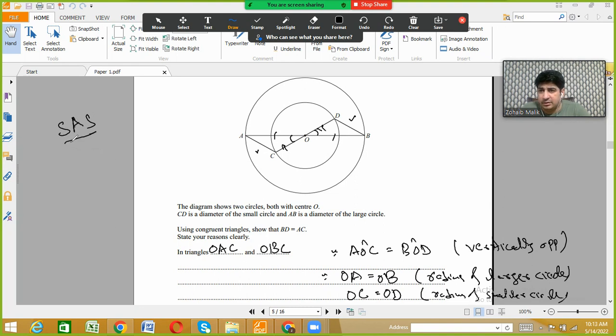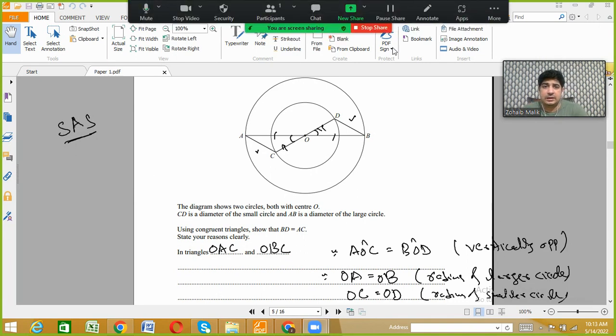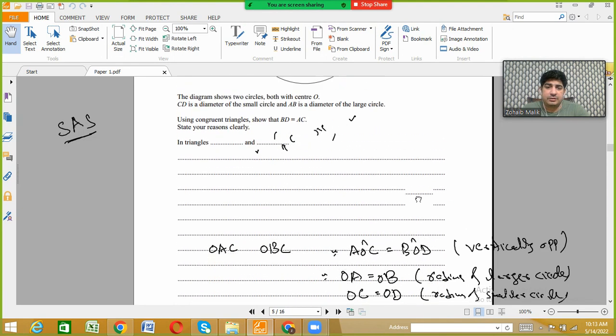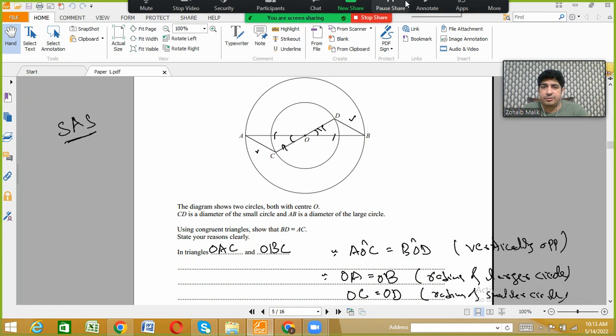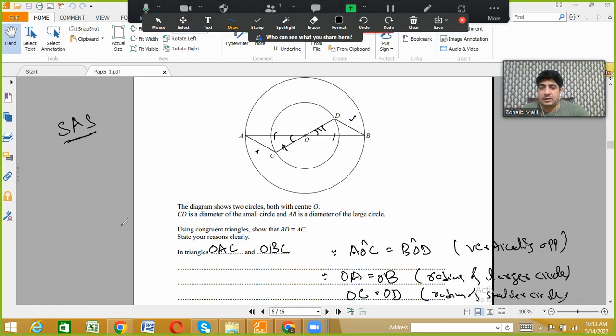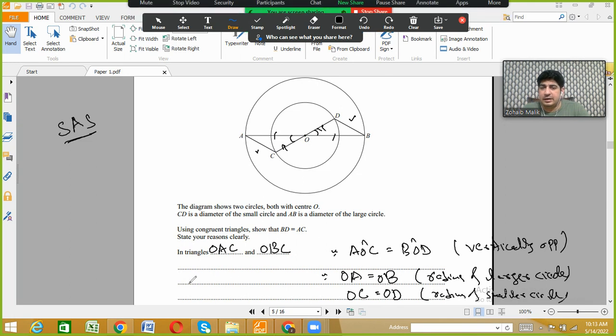You must be aware of this thing. The property has one mark. However, this question is for marks. I can see this question is having 3 marks. So out of 3 marks, 1 mark will be awarded for the property. So you have to write that because these sides are equal and the included angle is equal, according to SAS, these shapes are congruent.